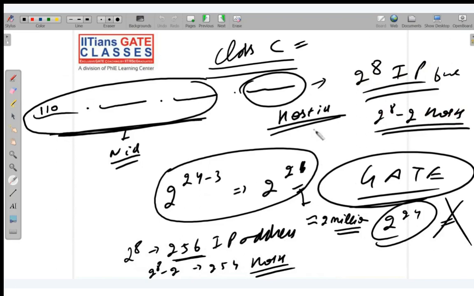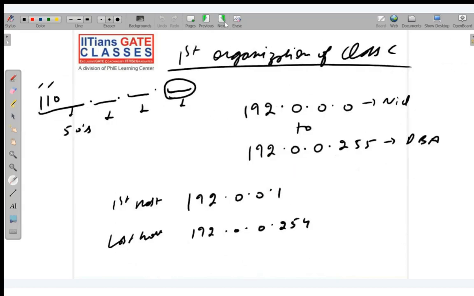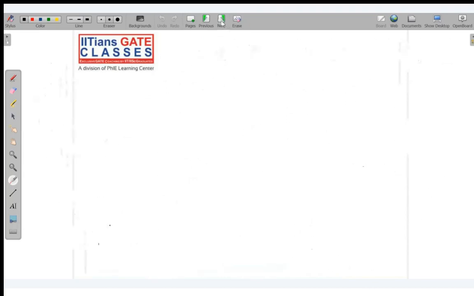And how many such organizations are there? 2 power 21 such organizations. Let me do the mathematics if you have any doubt. For class A, it can be given to 2 power 7 different organizations. We can give it, but we are not giving because first and last block were reserved. So let us say we have taken total 2 power 7 organizations.